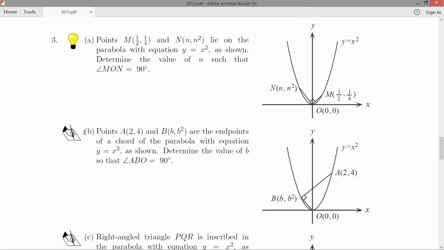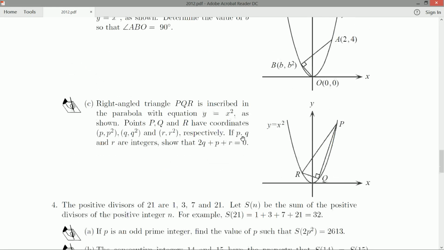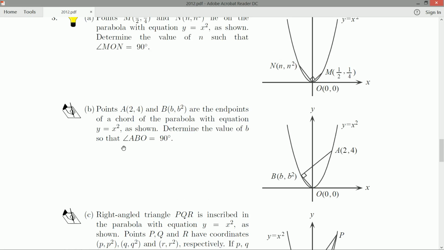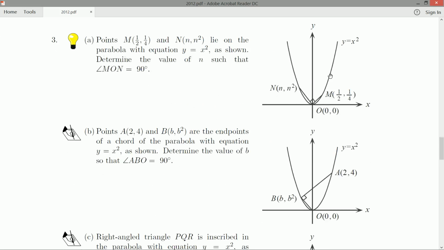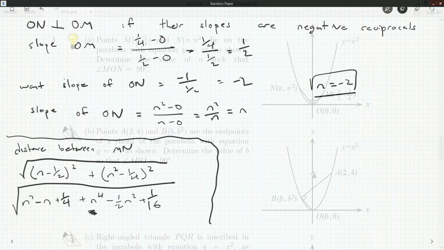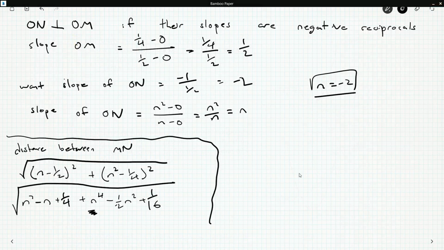So B we need to write. Points 2, 4, and b, b squared are the endpoints of a chord of the parabola with equation y equals x squared. Are we using y equals x squared? Yeah, we're using it every time. Determine the value of b so that AOB is 90 degrees. So I really think the same sort of technique will work. It's just the slope of AB will be a little weirder. But it's going to be basically the exact same write-up.